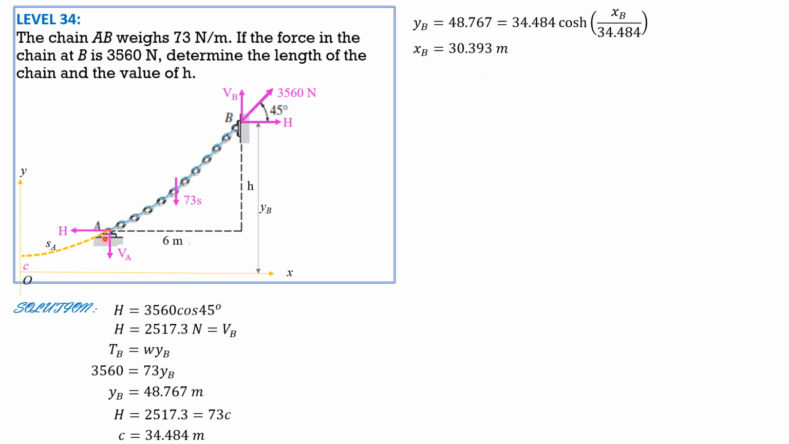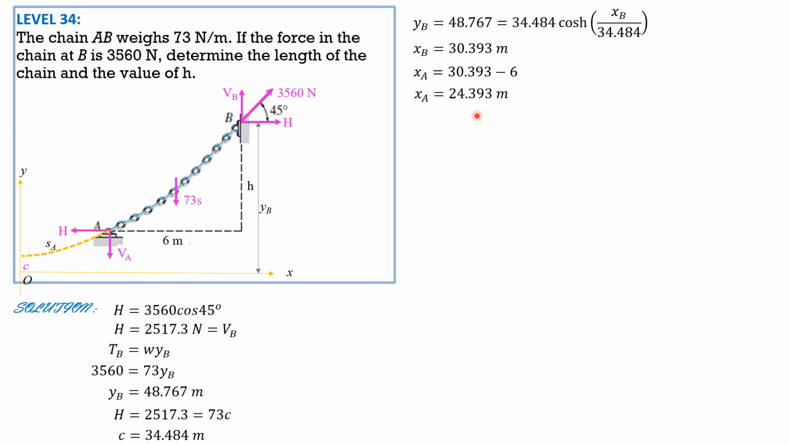Having found X sub B, we can solve for XA. This is X sub A, 30.393 minus 6. So X sub A is equal to 24.393 meters.